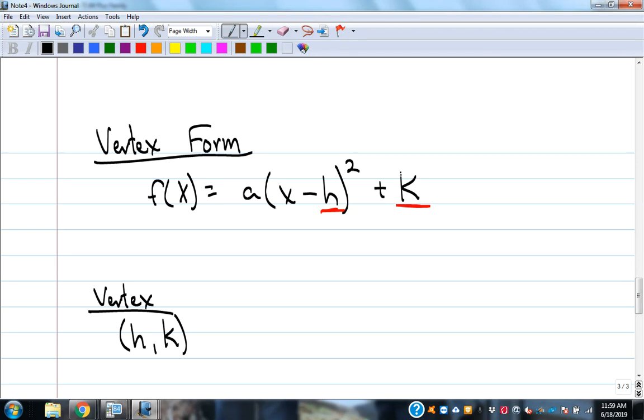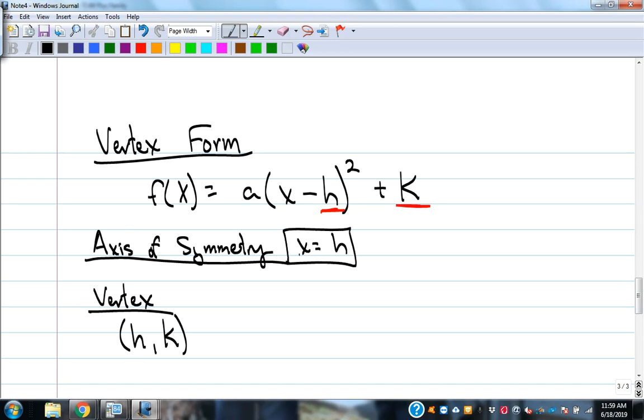Because we get the vertex for free, we get the axis of symmetry for free, just in a different order this time. We get the entire vertex for free, and we get the axis of symmetry. It's going to be x equals h every time, whatever h is. Whatever the x value of the vertex is, that's the axis of symmetry, just like it was in standard form. Nothing's changed about this. This is still going to be a parabola, that same shape. It looks the same. The equation is just different.